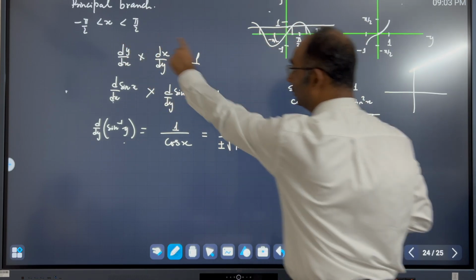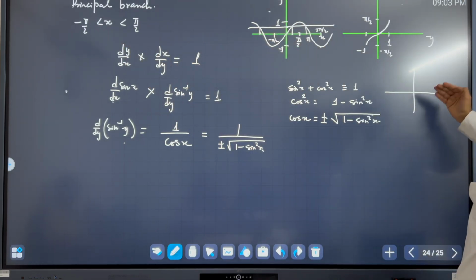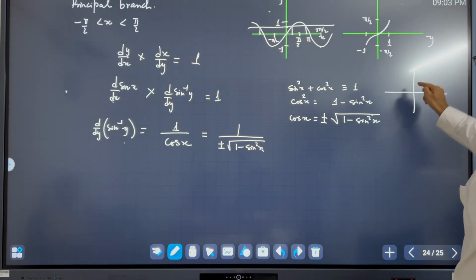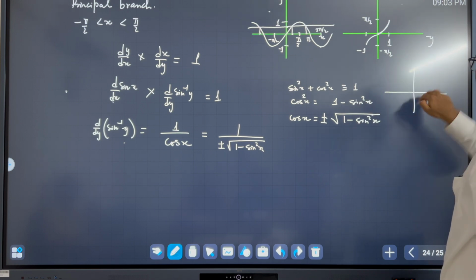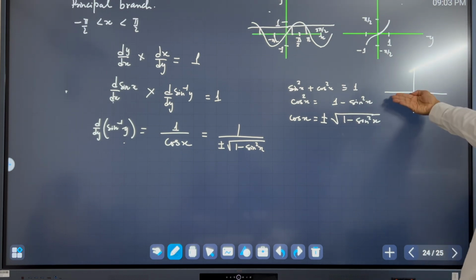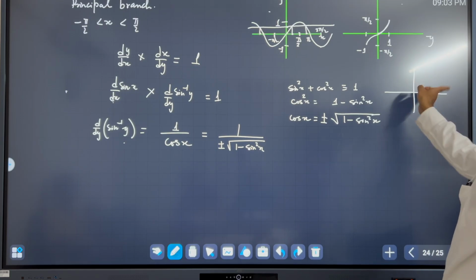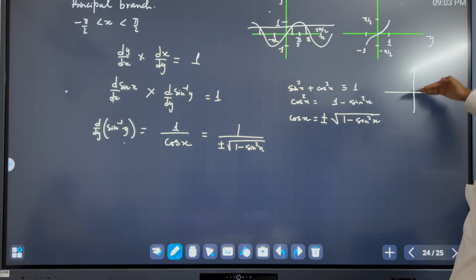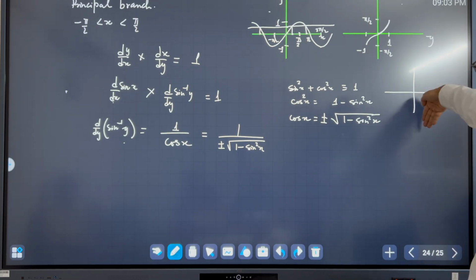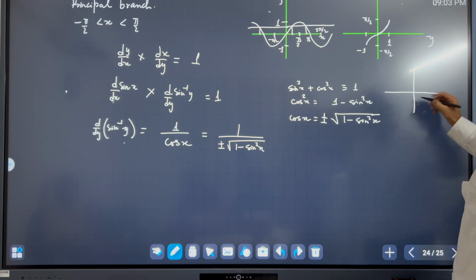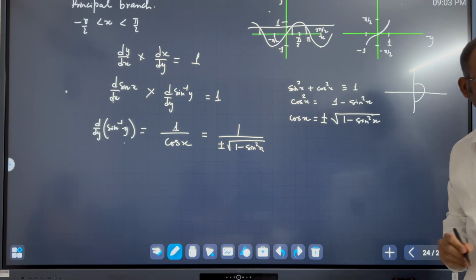From minus pi over 2 to pi over 2. So that's 0, right? So 0, pi over 2, 0, minus pi over 2. No, sorry. This is pi over 2 from here. That's pi over 2 from here. That's minus pi over 2. So you are here in this region.